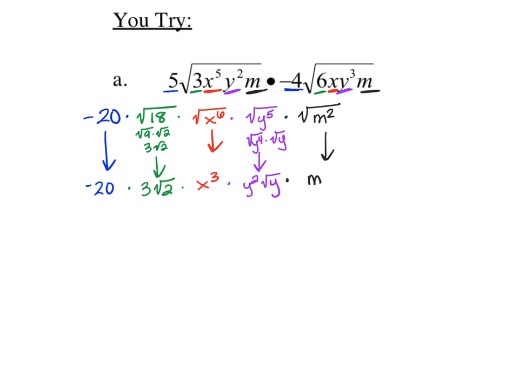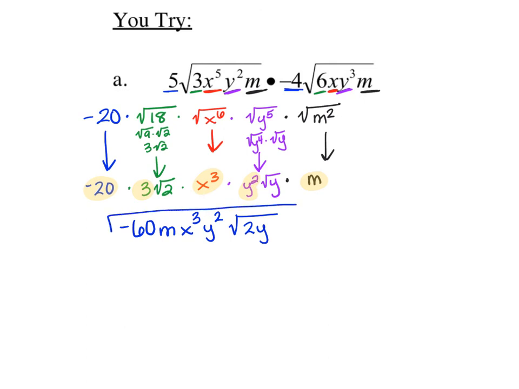So now we just multiply everything that's not in the radicals. So we have negative 20 times 3 times x cubed times y squared times m. As you know, I like to write mine in ABC order. So this is going to be negative 60 m x cubed y squared. And underneath the radical, I had a 2 and a y left. So this would be your final answer.